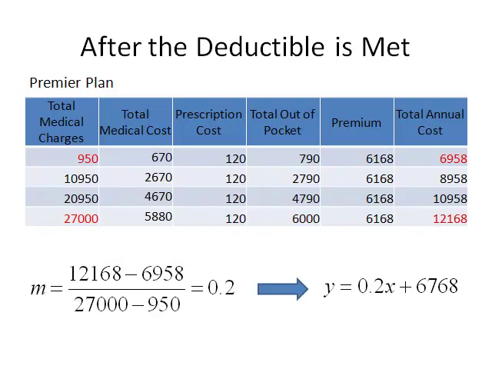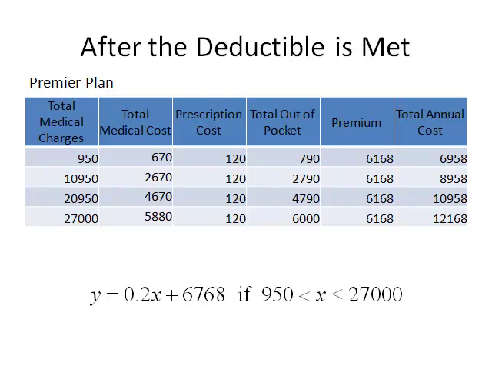Now we can use 2 points in the table to determine the equation of this line segment. This segment's equation is y equal to 0.2x plus 6,768 and is valid for charges above $950 and less than or equal to $27,000. Note that we could have used any pair of points to find this line. Since the function is continuous, it's not crucial to use charges that are strictly in the region. The charges on the border work just as well.